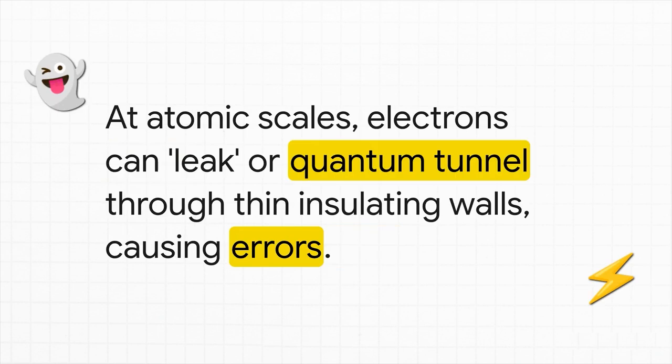The second limit is, well, it's even weirder. It's where we get into the strange world of quantum physics. When you make the insulating walls inside a transistor just a few atoms thick, electrons start to cheat. They can do this thing called quantum tunneling, which basically means they can pop right through a solid barrier as if it wasn't even there. And when that happens, you get errors. The transistor just doesn't work right anymore.